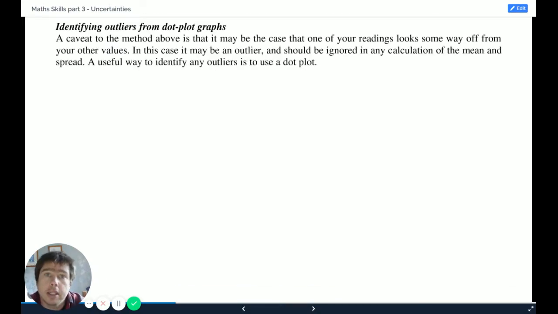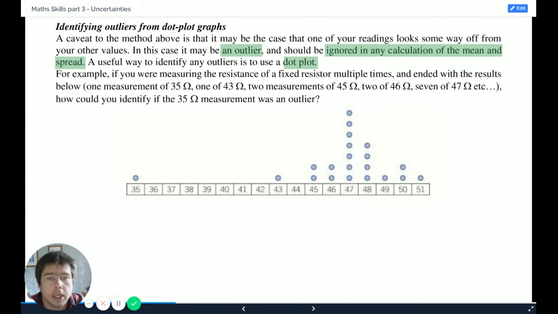Now, it's often the case that if you take lots of repeats, you might get a dodgy looking data point. And then the question is, do we need to consider the dodgy looking data point? One of the ways that we're going to be asked to work with an example like this, it comes up in exams fairly regularly, is looking at dot plots. And you're asked to identify whether you need to consider potential outliers from your dot plot. So a dot plot looks like this.